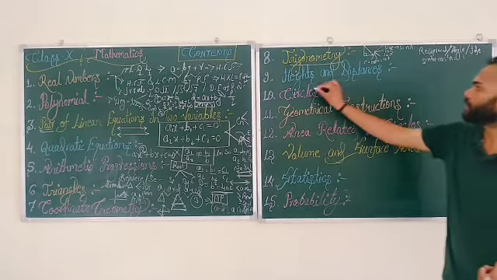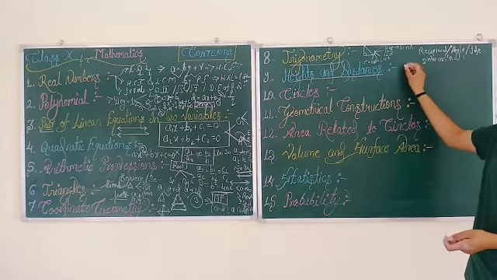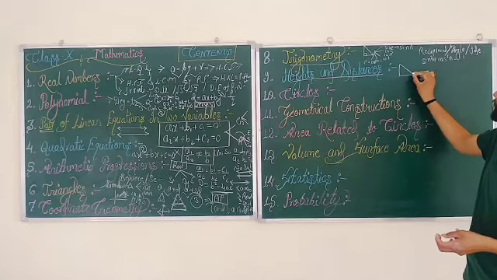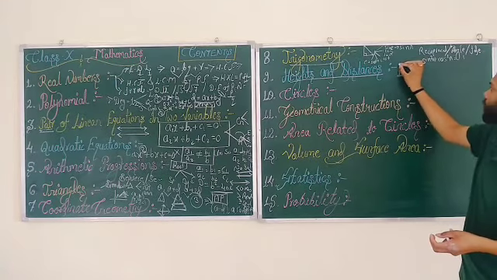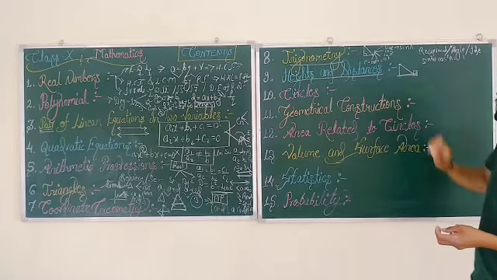After this, you study about height and distance, like angle of elevation and angle of depression. There is one horizontal line and there is a tower and one person standing on the ground.